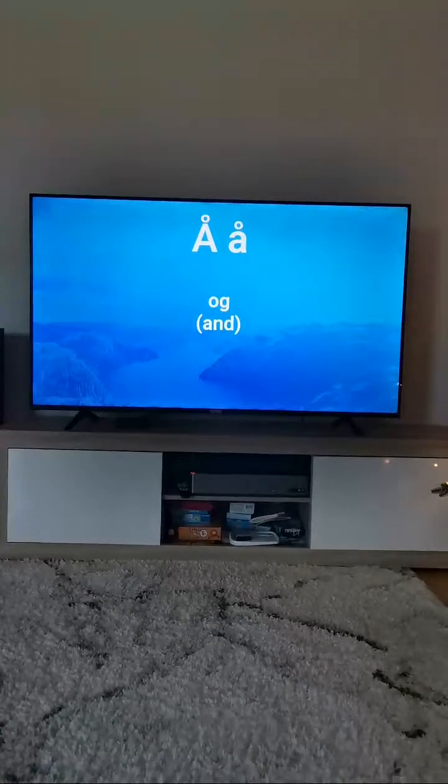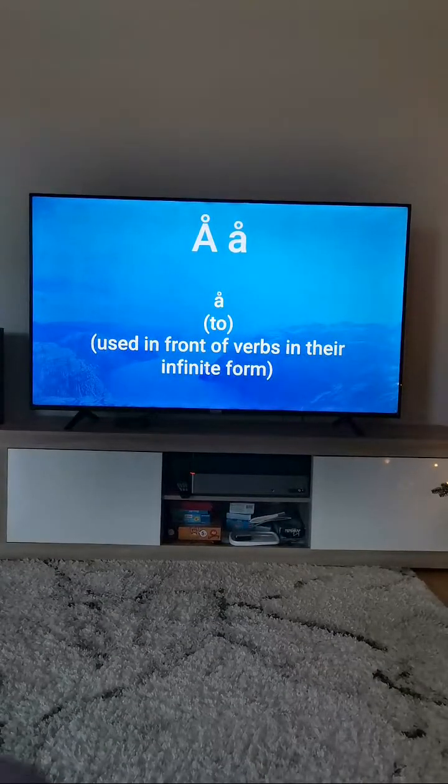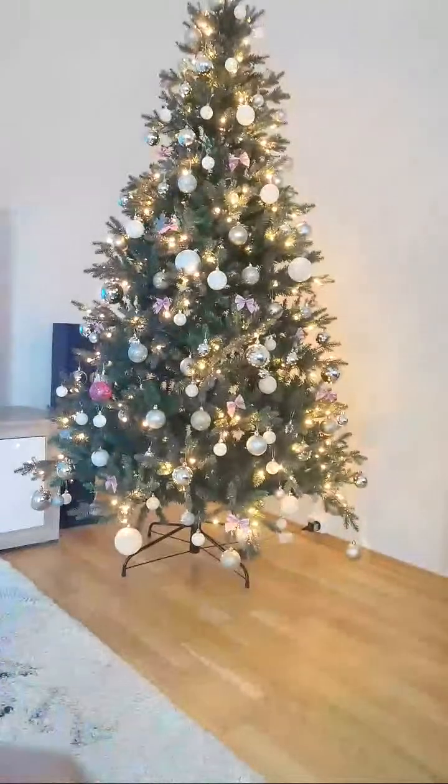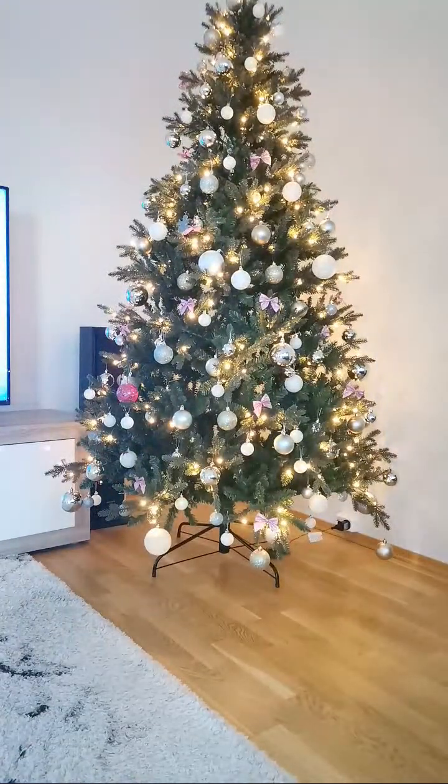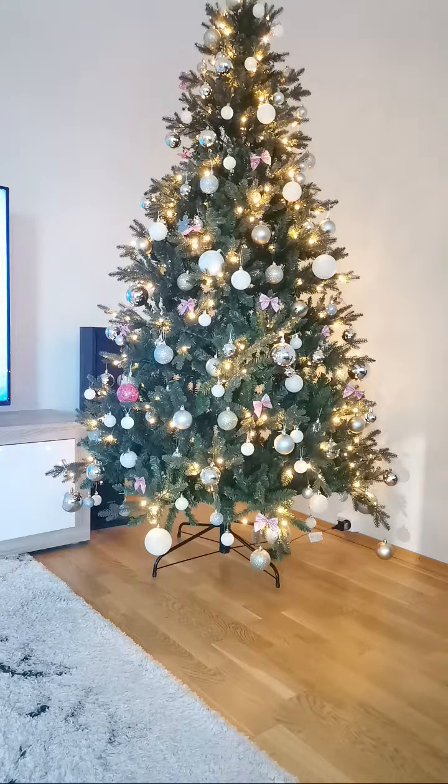This letter sounds identical to the Norwegian word å, which means and. Å by itself means to, as in to fish or any other verb. It's what you use in front of verbs in their infinitive form. An extra thing to note about the three last letters is that even if you aren't able to type these on your keyboard, you can still write them by writing AE for æ, OE for ø, and two A's for å. If you write this, every Norwegian will understand what you mean.